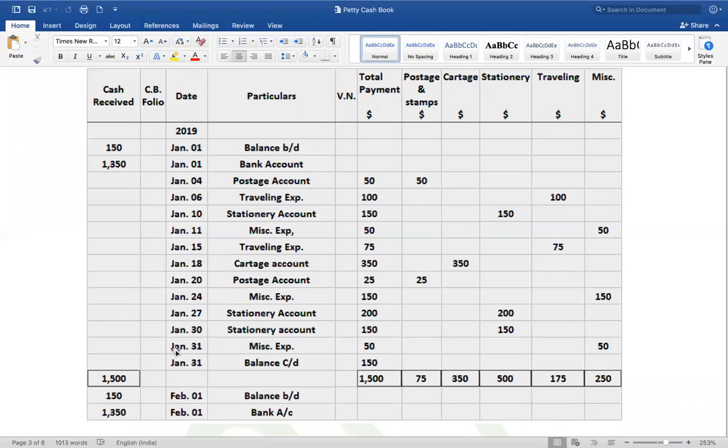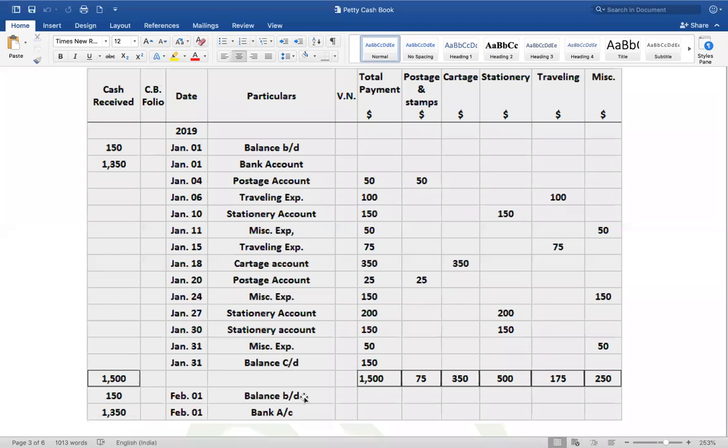This is on the last day, that is January 31st. On the last day of the accounting period, the balance carried down, the closing balance, is 250. It is not 150, but 250. What is closing now will become opening for the next accounting period. On February 1st, it will become 250, as balance brought down.